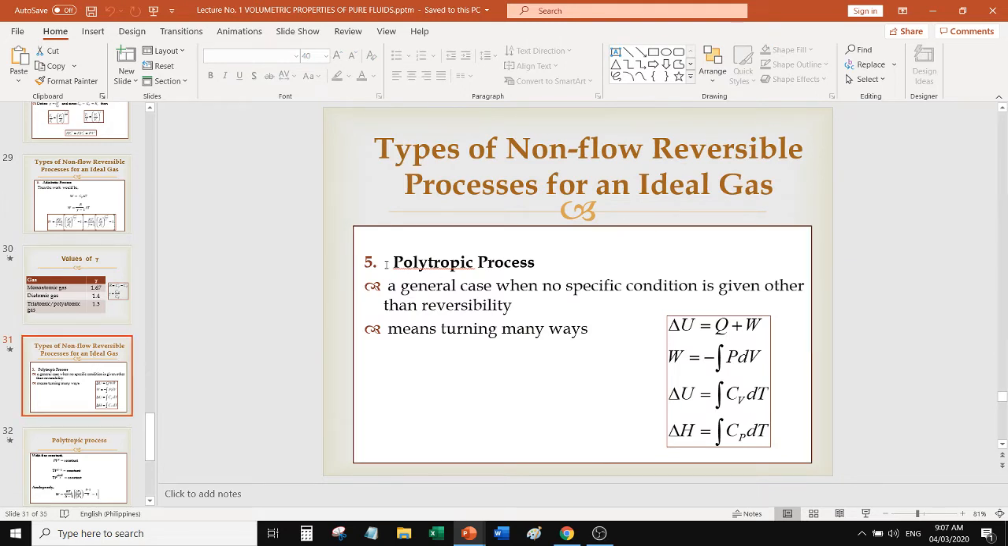Lastly, we have a polytropic process. So in this case, there's no specific condition other than reversibility, and these equations would be true. Okay, so this delta U equal to CV dT, delta H equal to CP dT would be true, and the definition for work for reversible processes and the energy balance for non-flow closed system.